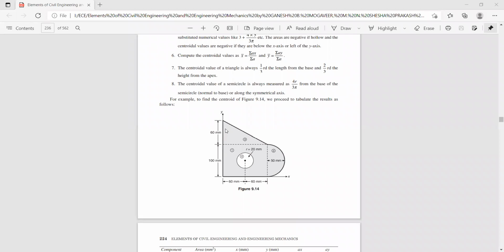The centroidal distance of a triangle measured along its height is h by 3. So h by 3 is 60 by 3, that is 20. 20 plus 100 becomes 120. Now y4 is nothing but half of this, correct? y4 is 50. From this point to this point, it is 50 millimeters.